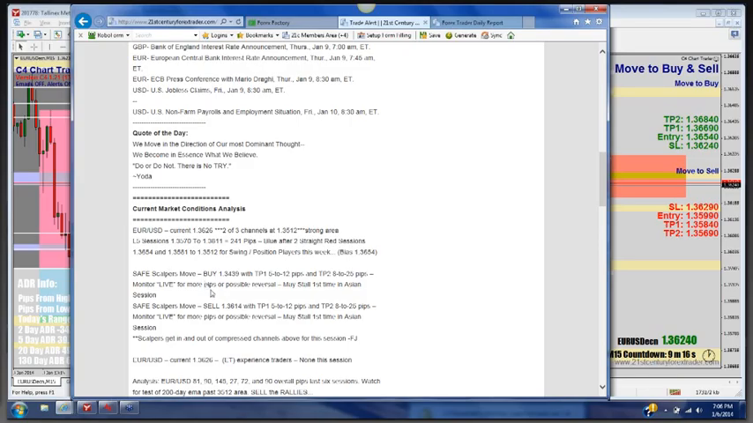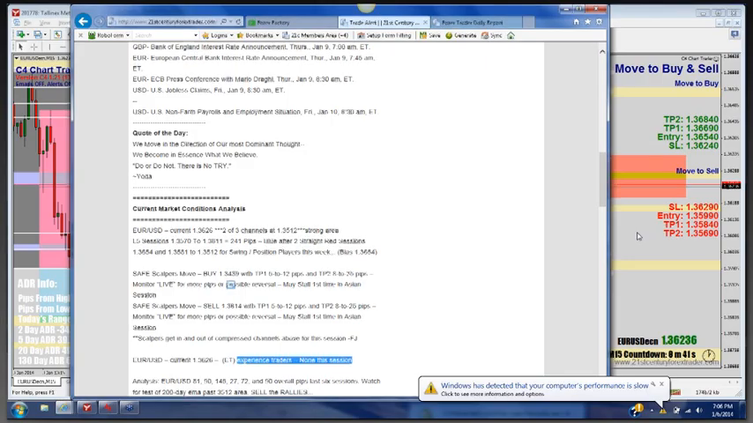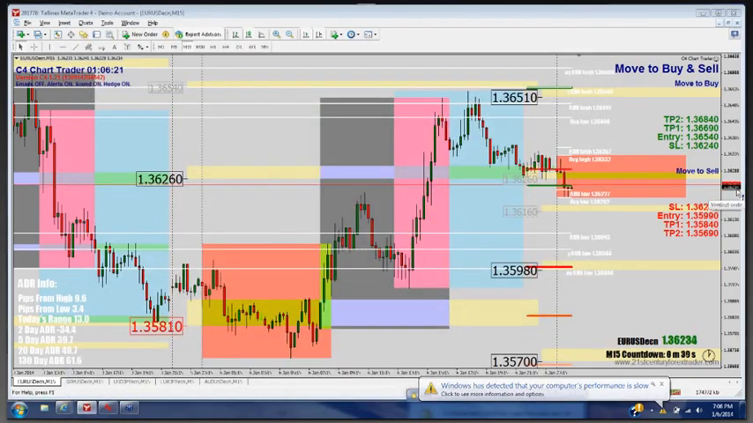Under current market conditions, Forex Joe is looking at a scalper's move. We always are going to see a scalper's buy and a scalper's sell, and then if he sees an advanced, more experienced trade, he'll put that in, but there's not an experienced trade for us during this session. So for the euro, we have a buy at 36.39, and then we have a sell at 36.14.